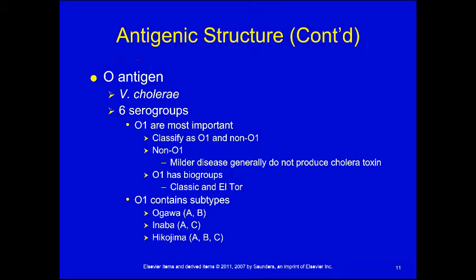Okay? O antigen, V. cholerae, okay, it has 6 serogroups. O1 are the most common. You classify as O1 and non-O1. Pag non-O1, it causes a milder disease. Okay? It does not produce cholera toxin. O1 has biogroups. This is the classic and what we know or what is very common to us, the El Tor.